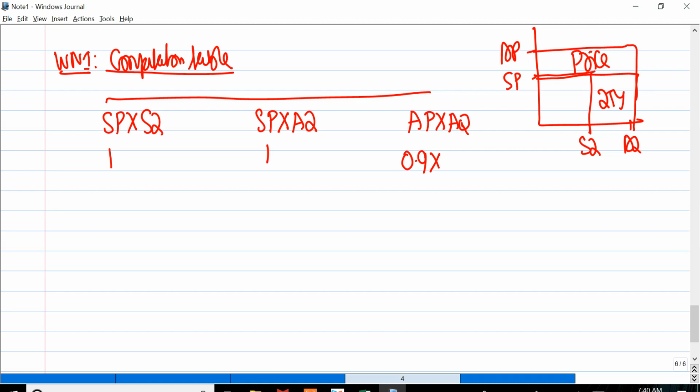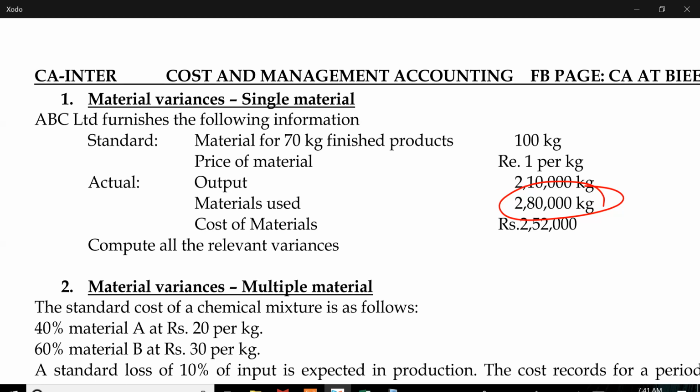Any doubts on this? What is AQ? I am not proceeding in this question unless I hear it from 210 or 280. It's 280. Don't confuse yourself with 210. That is output. Output is different. Quantity is different. Quantity is raw material. Output is FG. So what we are working is raw material. So the raw material used by the company is 2,80,000.